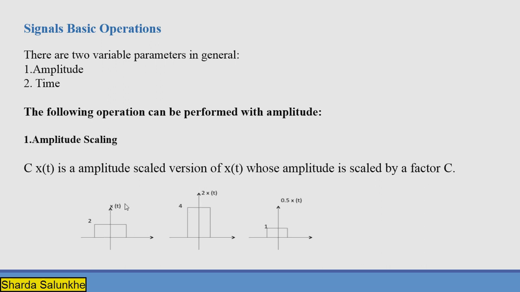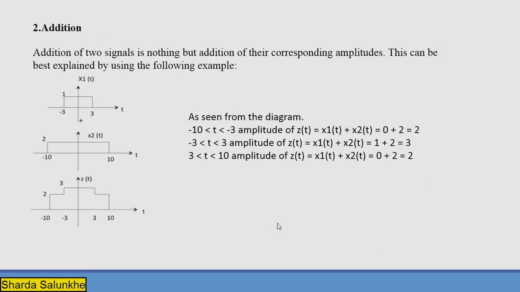Again, suppose x of t is scaled by the parameter 0.5. That means the maximum amplitude of the original input signal, which is 2, is multiplied by 0.5. So the amplitude will become 1, right? So this is nothing but the amplitude scaling.